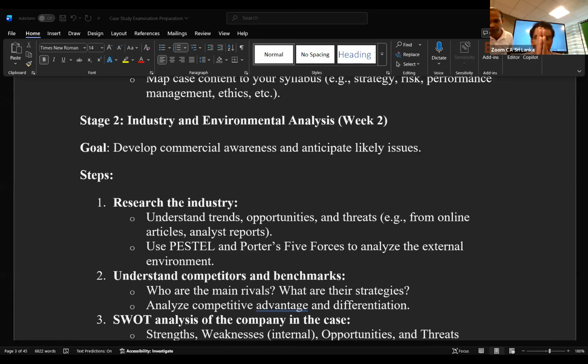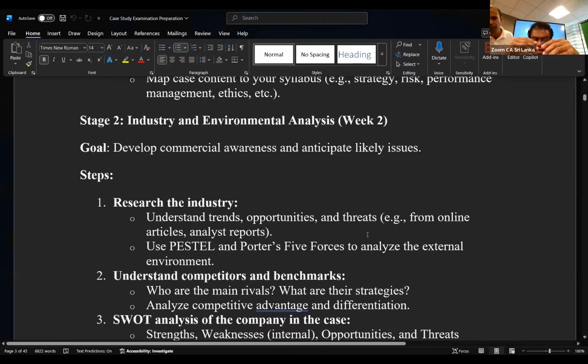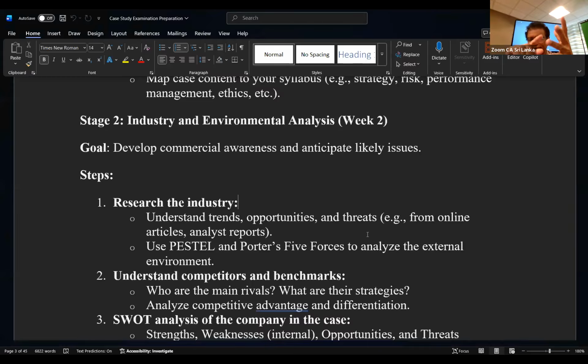So according to whatever is inside the case, if it is banking, then you must go through the regulatory requirements of the central bank. Ratios are different, right? Reserve ratios, capital adequacy ratios, and various things are there. All must be familiar. You can't ignore anything. So that is the industry analysis, and your competitors and common performance management indicators will be different from other industries.